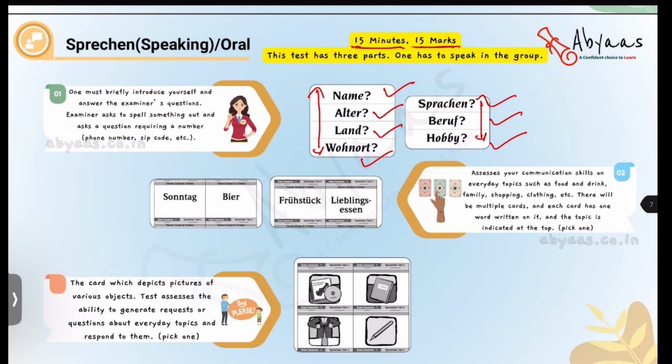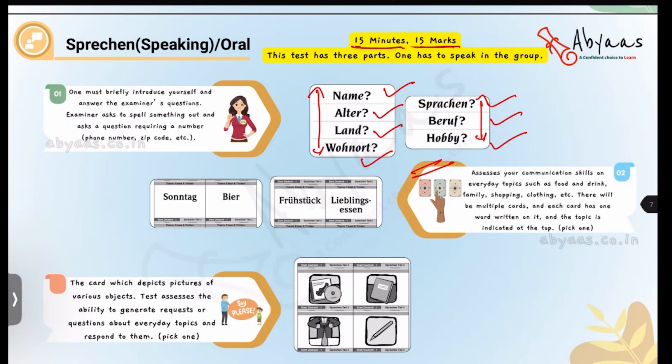They might ask you to spell your email address or spell your surname, or tell your telephone number, your passport number, your PIN code, just to check how good you are with numbers and alphabets.